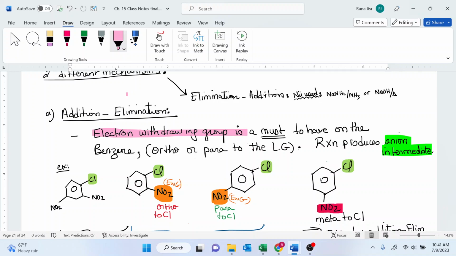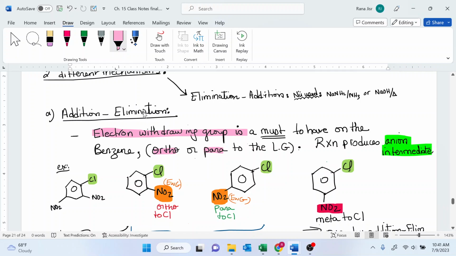And they need to be on a specific position, ortho or para or both. So here I have an example of the NO2 being ortho and para to the chlorine. NO2 being ortho to the halogen and NO2 being para to the halogen. These are the three cases where you start with addition-elimination.